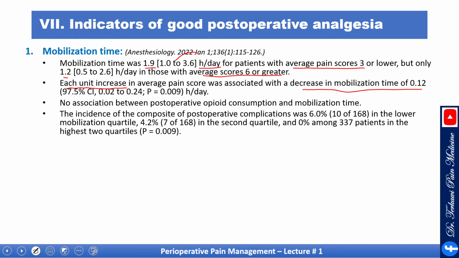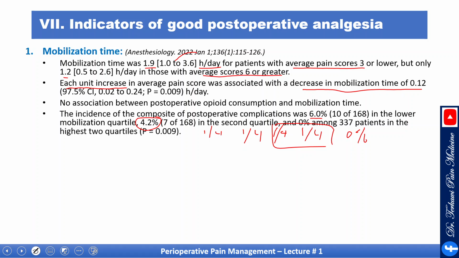Again, they looked at the incidence of composite postoperative complications by quartile. In the first quartile, which is the people with poor mobilization, the incidence is 6%. In the second quartile, the incidence is about 4.2, and then interestingly, in the upper quartiles, which are the third and fourth quartiles, the incidence was 0.